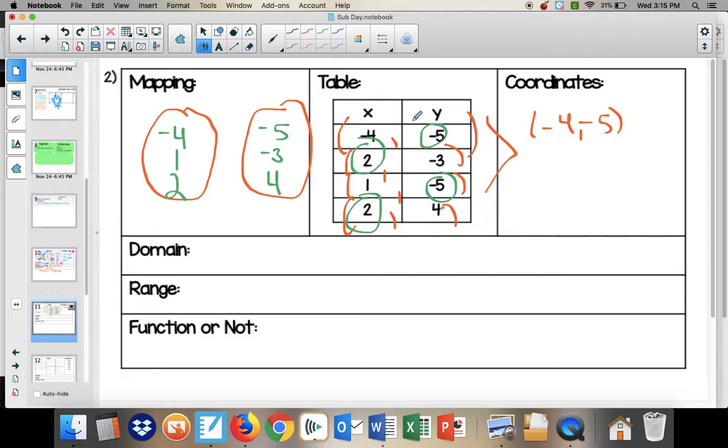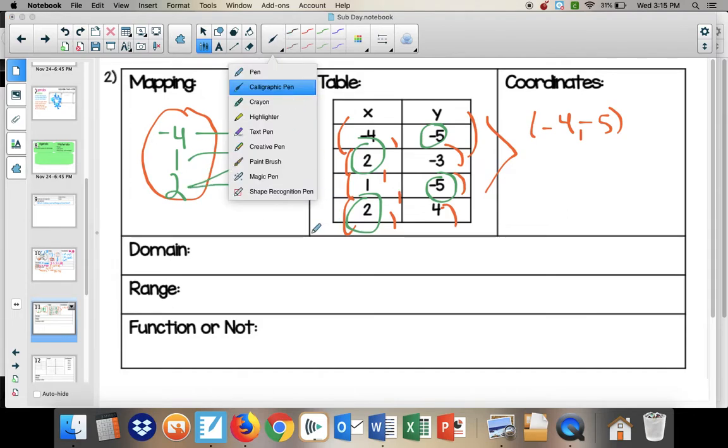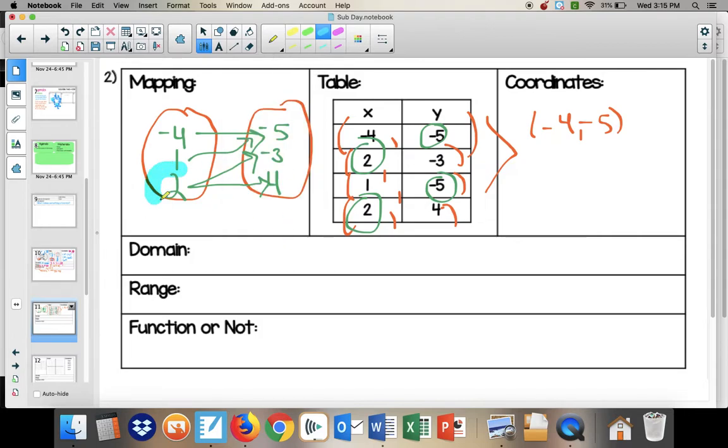All right, let's match them up. -4 goes to -5, arrow. 2 goes to -3, arrow. 1 to -5, arrow. 2 to 4, arrow. Now, there are 2 parts that show us it is not a function. This 2 has 2 arrows, and there's a repeat of 2 here.